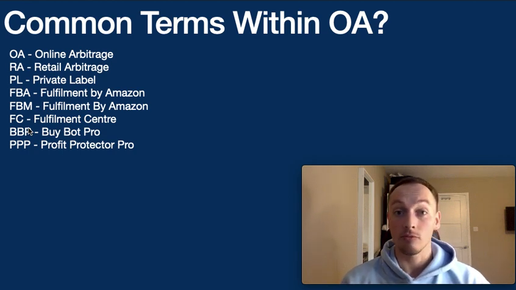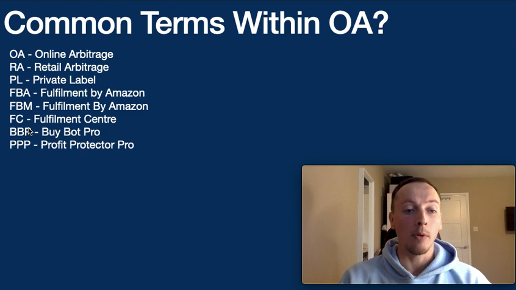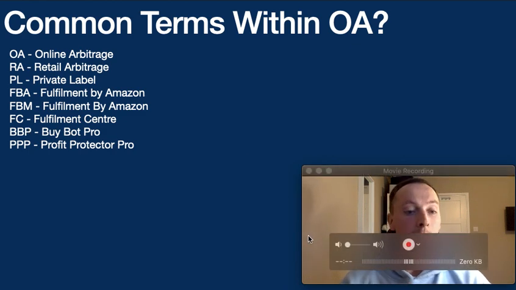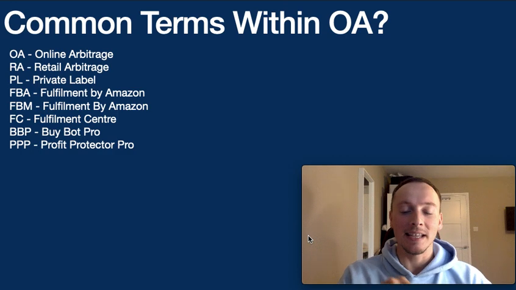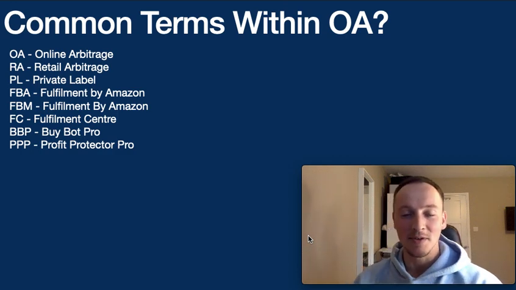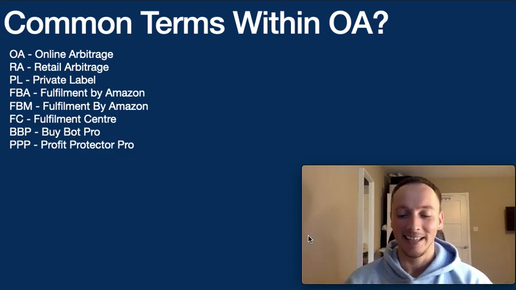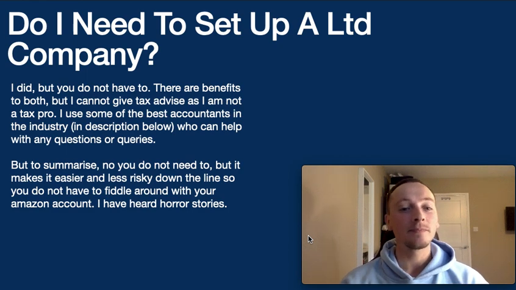RA is retail arbitrage. PL is private label. FBA is fulfillment by Amazon. FBM is fulfilled by merchant. Sorry, I made a mistake there. FC is fulfillment center. Buybot Pro is Buybot Pro. PPP is Profit Protector Pro, and we'll explain what all of them are later. But I wanted to just run through them in case you need to head back to this when you're talking to someone in the Amazon community and you don't want to act like you don't know anything. We've all been there, of course.